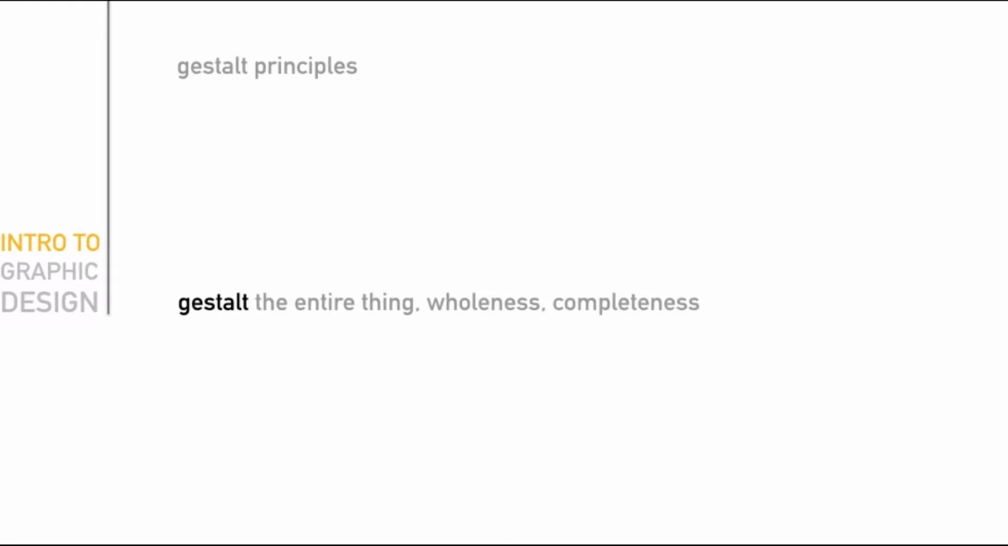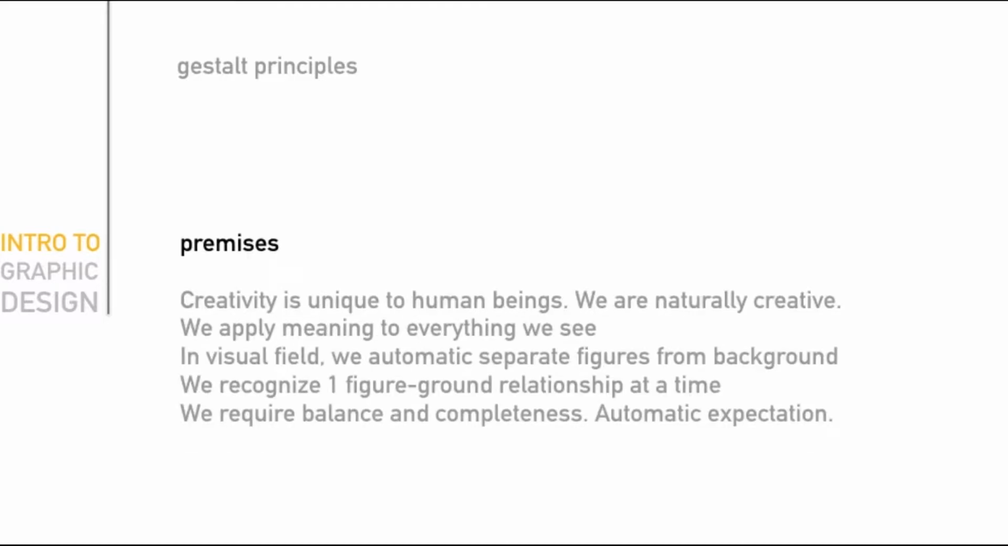Gestalt itself is a German term meaning the whole thing. It deals with the idea that when we look at something, we deal with the entire thing that we're seeing all at once. So we see the whole forest, to use that idiom, before we see the individual trees. Gestalt bears within its meaning the idea of completeness or wholeness. And there are certain premises that underlie the Gestalt principles we're going to talk about.